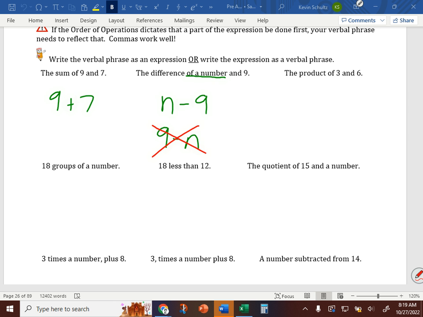The product of 3 and 6, Aiden? 3 times 6. You could write that using a dot. You could write that with parentheses, right? Both of those show that you are multiplying there. Okay?